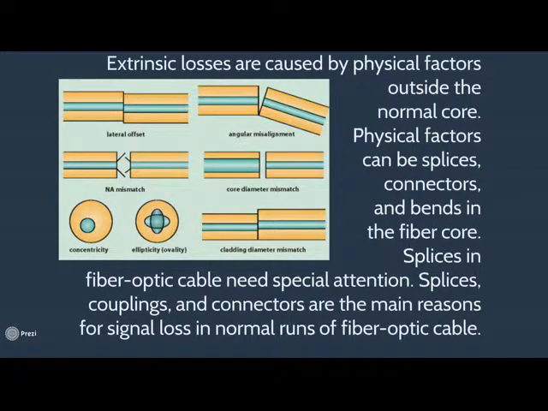Extrinsic losses are caused by physical factors outside the normal core. Physical factors can be splices, connectors, and bends in the fiber core. Splices in fiber optic cable need special attention. Splices, couplings, and connectors are the main reasons for signal loss in normal runs of fiber optic cable.